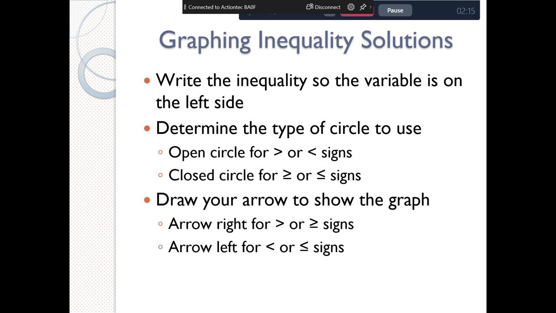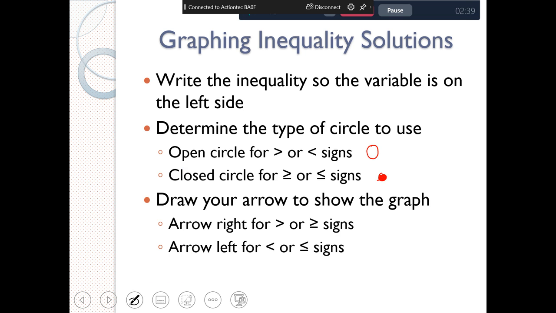Then we determine the type of circle. If it is greater than or less than, then it is an open circle, like so. If it is greater than or equal to or less than or equal to, it is a closed circle, like a dot. Okay?